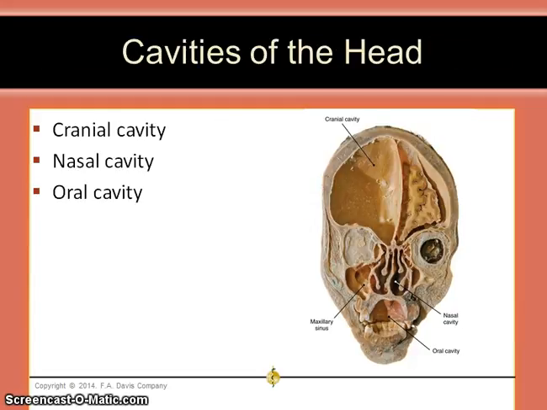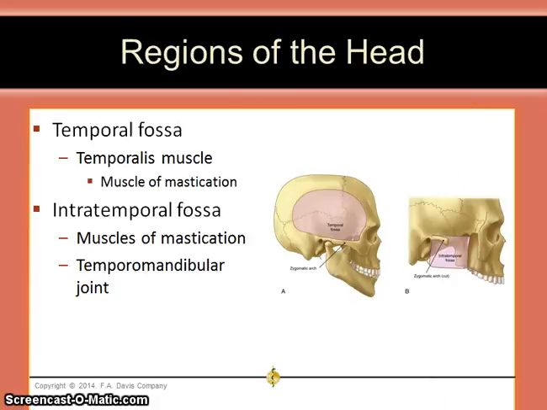This image shows a frontal section of the head illustrating the various cavities. This is the cranial cavity, the nasal cavity, and the oral cavity. These are the sinuses. Regions of the head include the temporal fossa and the infratemporal fossa. There are many muscles that are associated with these two fossa, and we will be covering those when we get into the muscles of the head and neck.